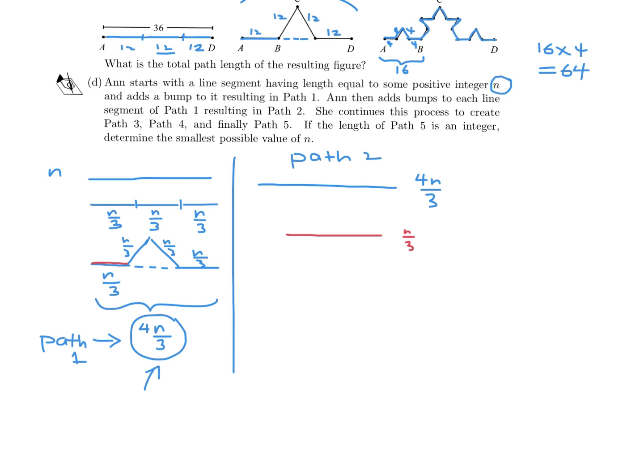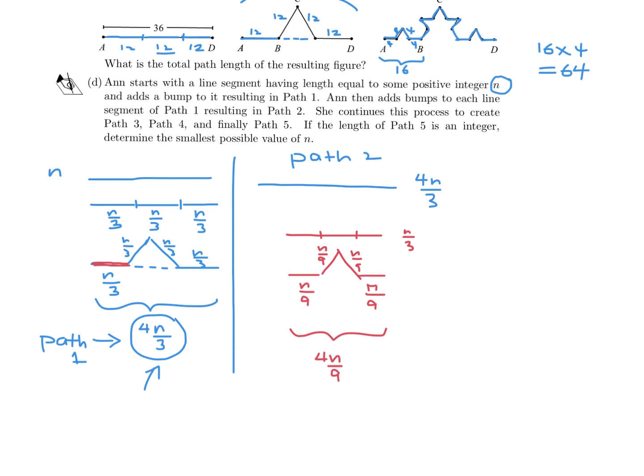Got it? Okay, so we're going to break this one up into 3s. And when you do, you get segments that are n over 9, right? 1/3 of n over 3. So n over 9, n over 9. And then we'd add that equilateral triangle, so that's n over 9, and that's n over 9. So this segment right here becomes this, which has a full length of 4n over 9.